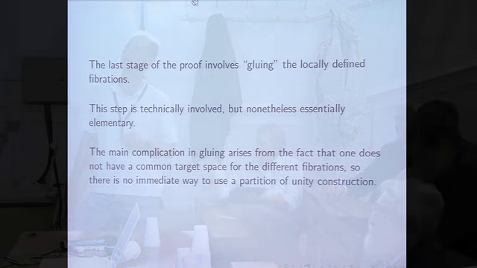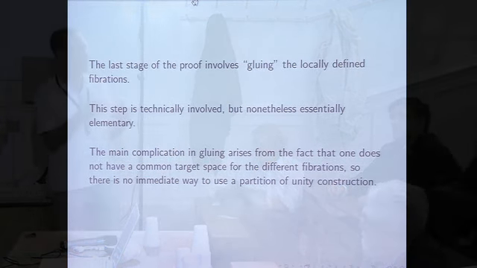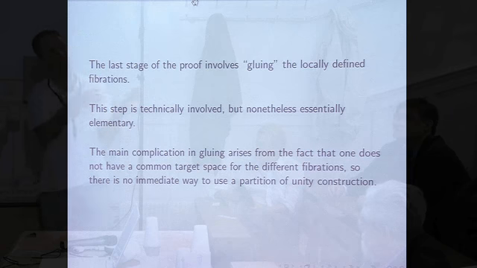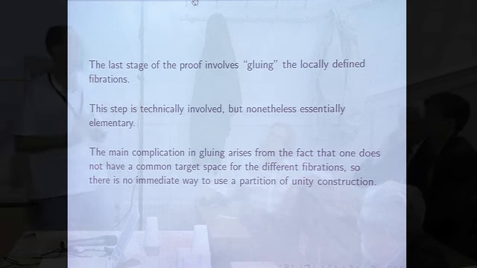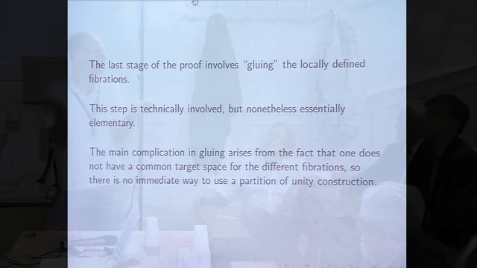But the main complication is coming from the fact that when you normally want to glue two maps, like two real valued functions, you just use a partition of unity, right? The problem here is that we have fibrations which are taking values in different targets. Not even the same target. And this gives a hint of what some of the issues are.